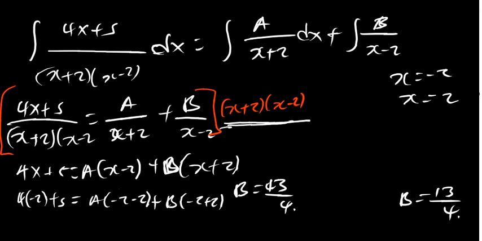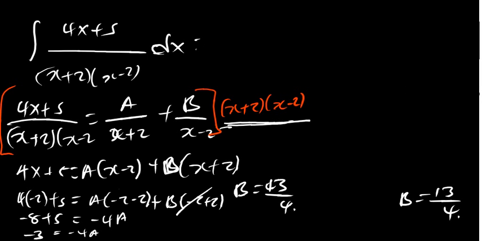So as you can see, again, this part is going to be 0. So we're going to have negative 8 plus 5 is going to be equal to negative 4a. As you can see, this part is going to give us what? Negative 8 plus 5 is going to give me negative 3. So I've got negative 3 is equal to negative 4a. Let's divide both sides by what? We divide both sides by negative 4. So we're going to get our a is equal to negative 3 over 4.